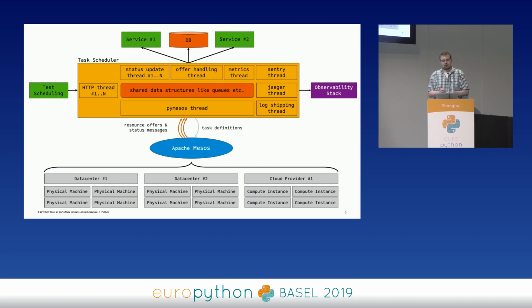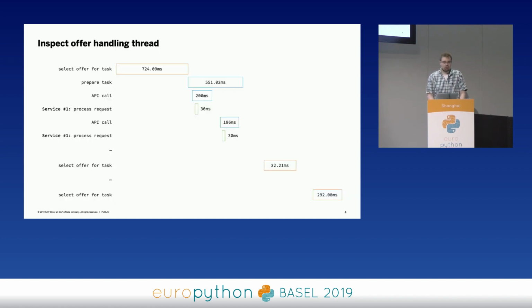And the nice thing about our observability stack is that we can now inspect each thread and each part of the system and find out, okay, where is the bottleneck? The same method we also applied to find out why we cannot utilize all the available resources. Therefore, we have to take a look inside the resource offer handling thread. And that's now a semantic visualization of our distributed tracing system, which we are currently using. And we can see the required time for certain operations. For example, we see how long we need for selecting an offer for a task, or how long we need now to prepare the task so that it can be scheduled.